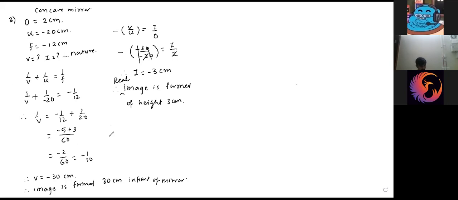इसके बाद fourth देखो. An object is placed at 4 centimeter, मतलब तुम्हारा u दिया minus 4 centimeter, at a distance in front of a concave mirror of radius of curvature 24 centimeter. So your focal length will be half of r, which is 12 centimeter. Now, according to sign convention, f is equal to minus 12 centimeter.